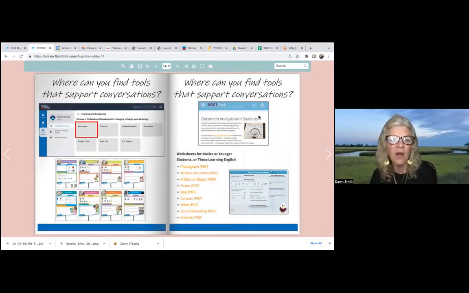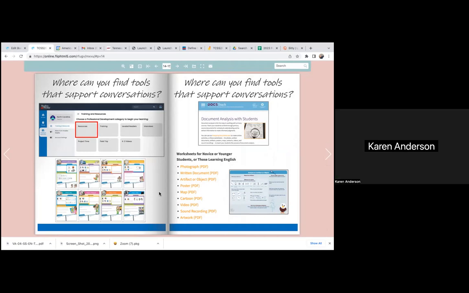Have you all gone to DocTeach? It's part of the National Archives. Has anybody here used any of the primary source analysis tools from DocTeach? I've used primary source analysis tools from somewhere, but I can't remember where I got them.